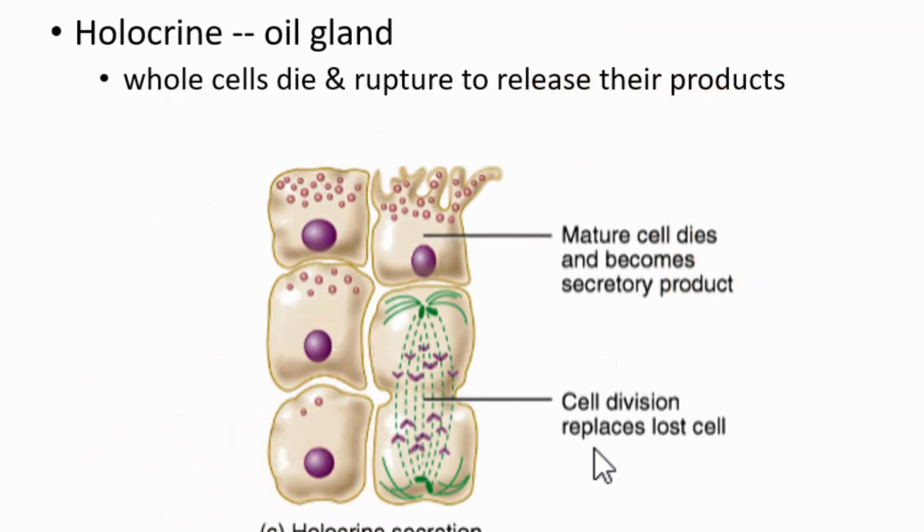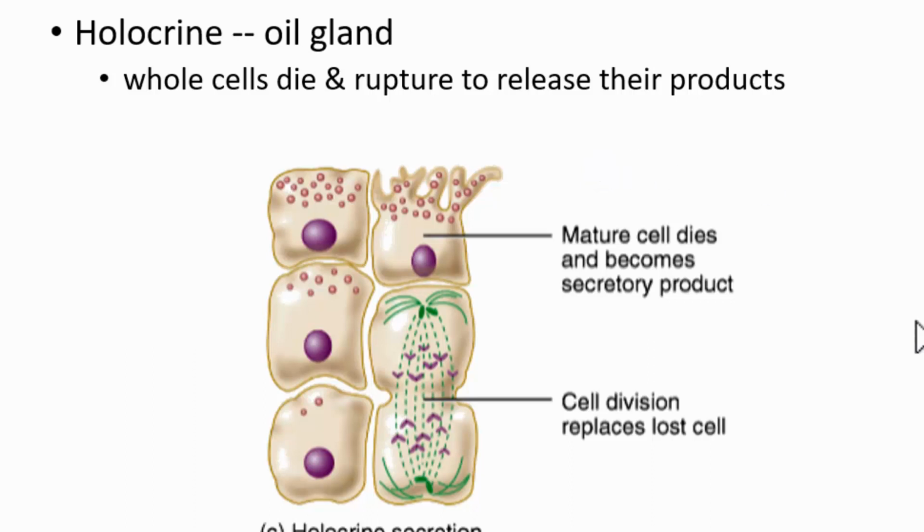And then we have the holocrine gland. It's really pronounced holocrine, but I call it holocrine because the whole cell dies and becomes part of the secretion. So that's even going to be thicker. Think about the oil glands. When you get maybe an oily forehead, that is going to be much thicker than sweat. So the whole cell dies and ruptures to release their products.